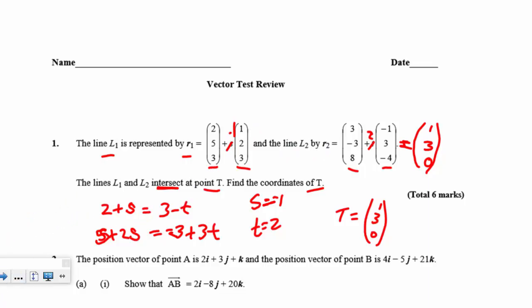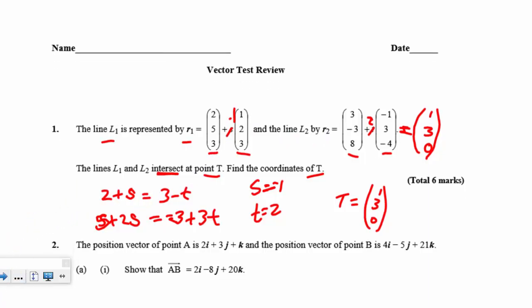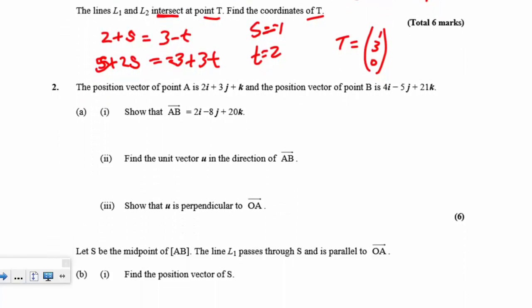So let's go further down here. Let's go on to the next question. Okay, we got this second question. The position vector of A is this, and the position vector of B is this. Show that the vector AB is this.